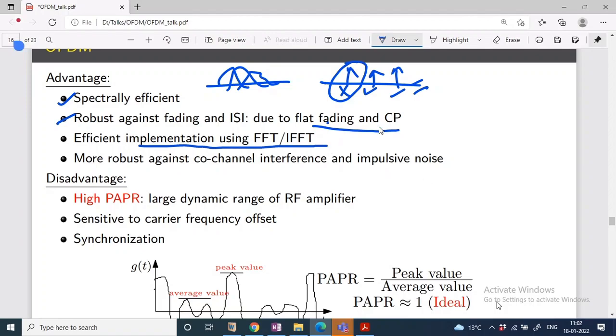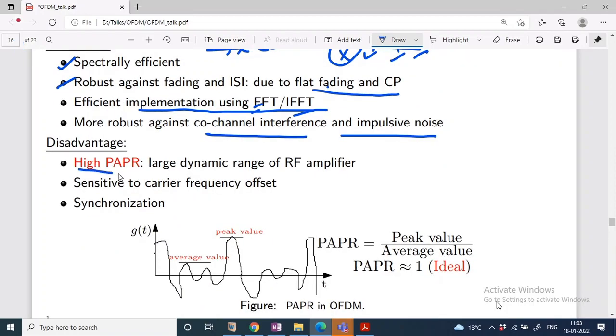This is because system complexity splits between transmitter and receiver: on the transmitter side we have IFFT and on the receiver side we have FFT. It is also more robust against co-channel interference and impulse noise, meaning that only some subcarriers are affected, so that's why it is more robust. And the disadvantage is high PAPR, a large dynamic range in the RF amplifier.